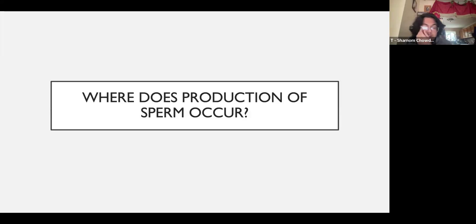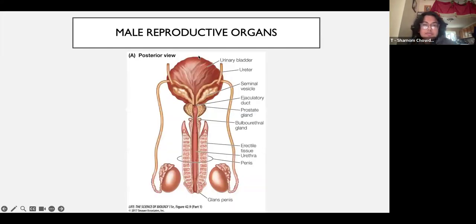So, where does production of sperm occur? It obviously occurs in male reproductive organs. I would say there could be an image like this on the exam with some of the words blanked out, essentially. So you'd have to know where each thing would be located. So definitely try your best to memorize where everything is located.